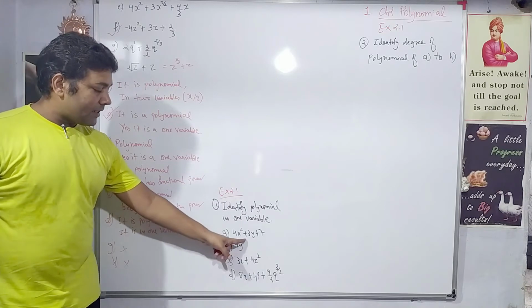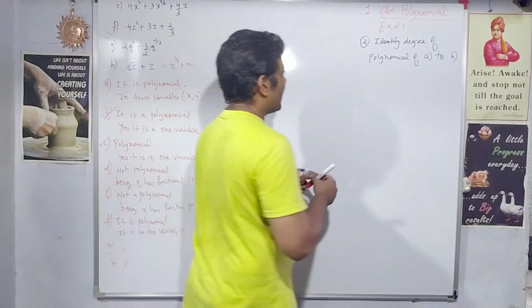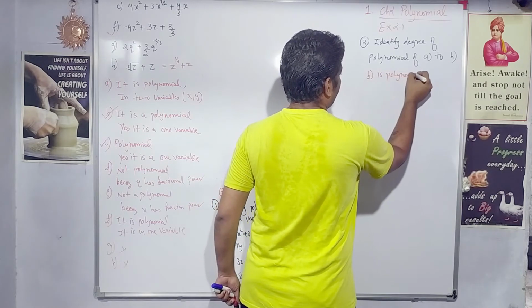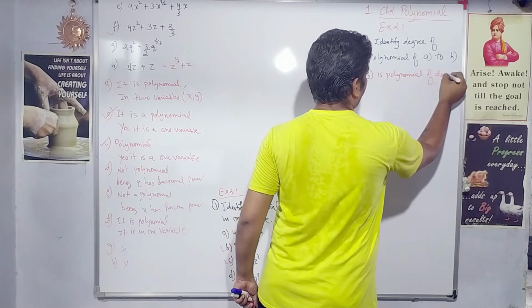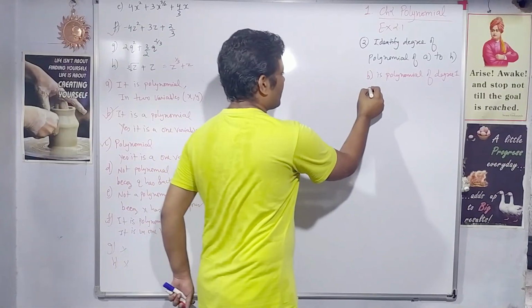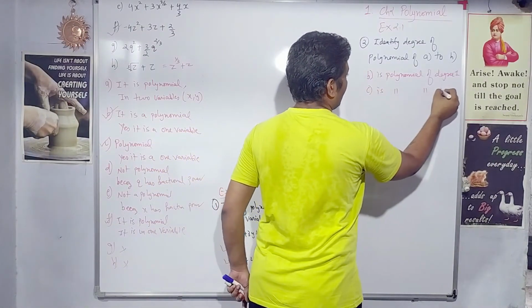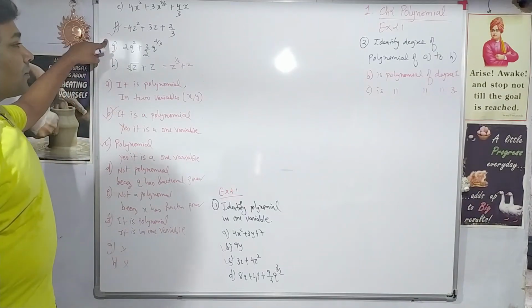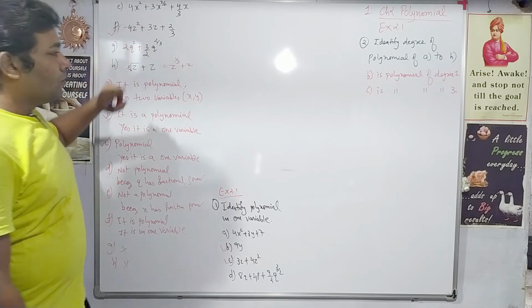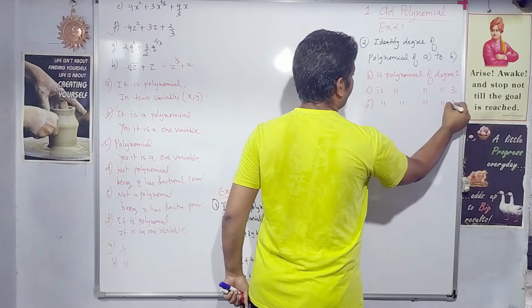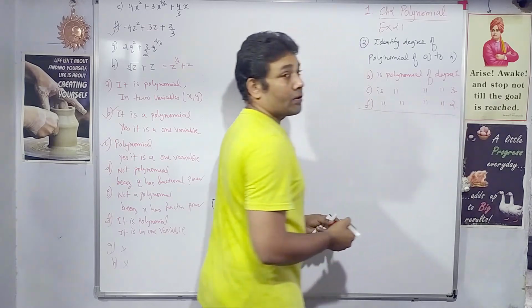So for B, what is the highest degree? 1. So we'll write down the answer: B is a polynomial of degree 1. Then another polynomial we have, C. What is the highest degree? 2. So we'll write down C is a polynomial of degree 2. Then F is also a polynomial, highest degree is 2. So again we'll write down that F is a polynomial with highest degree 2. So that is the answer for question number 2.